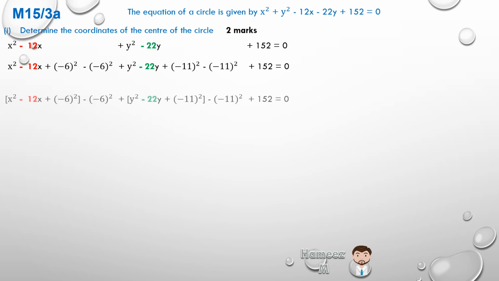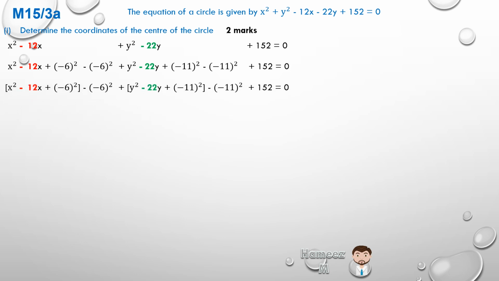So we can now take the first three terms, x squared minus 12x plus minus 6 squared, and bracket it off. We do the same thing with y squared minus 22y plus minus 11 squared, minus 11 squared, plus 152 is equal to 0. When we factorize the x terms, it gives us (x minus 6) squared minus 36 plus, and the y terms give us (y minus 11) squared minus 121 plus 152 is equal to 0.